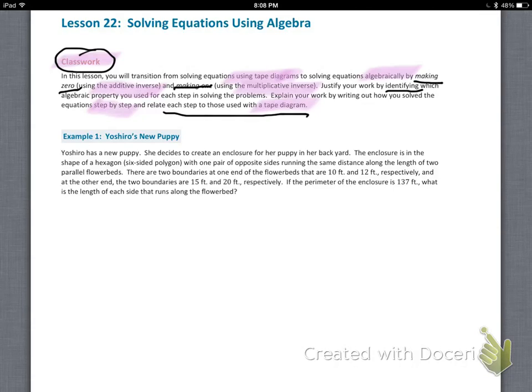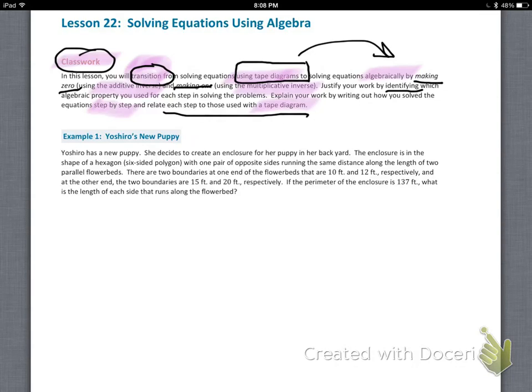So even though most of us have just started using tape diagrams, you are about to transition away from them. For those of you who may not know what that word means, transition means moving from one thing to another. So we're going to move from these overtly diagrammatic tools to strictly algebra, using algebra symbols and language.